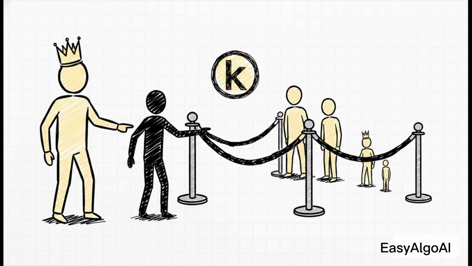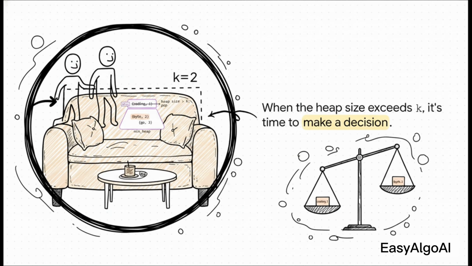Our min heap is going to be the bouncer at the door, and if a new person shows up who's more important than the least important person currently inside the lounge, well, we kick the least important one out and let the new VIP in. Okay, let's walk through this step by step.